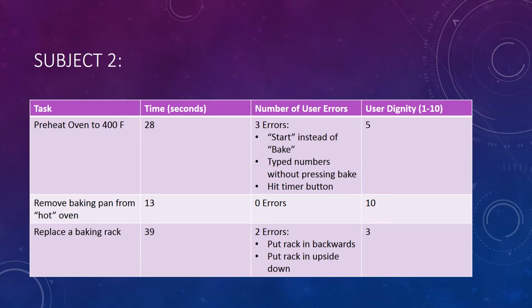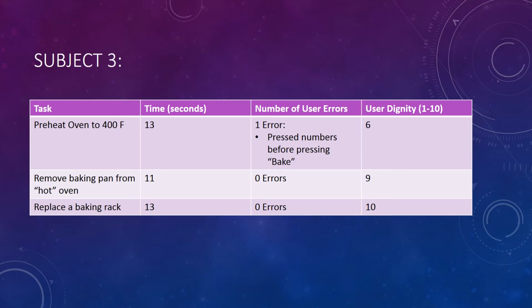The second subject had a very big variance in his results. For the preheating and replacing a baking rack, he took between 30 to 40 seconds and made 2 or 3 errors with a user dignity of either 3 or 5, whereas on the second task, which was removing a baking pan from the hot oven, he took only 13 seconds, made 0 errors, and felt very confident with the user dignity of 10.